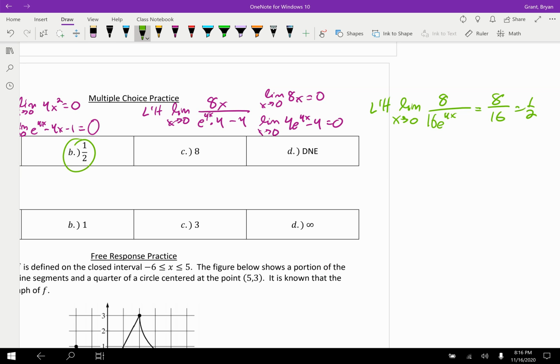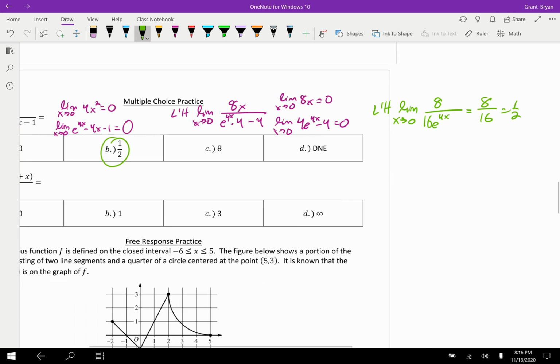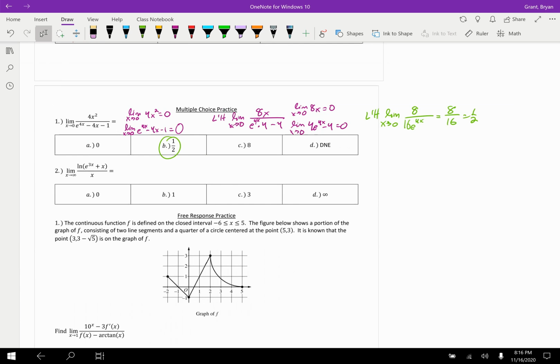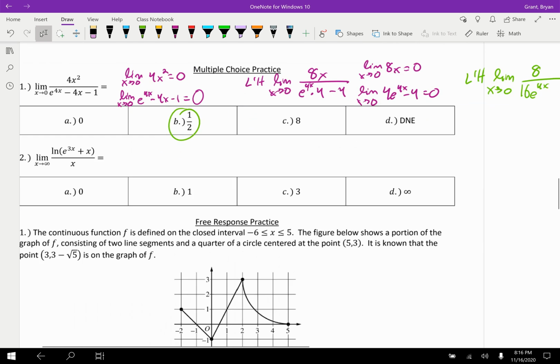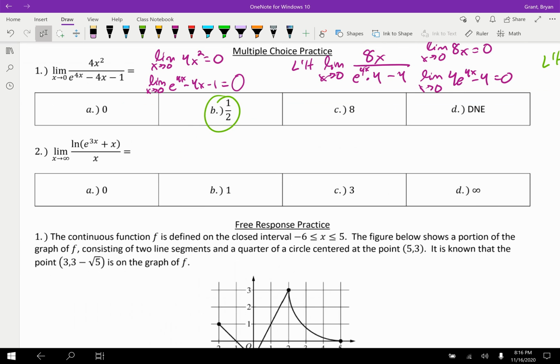Now, of course, this is a multiple choice question, and if I were doing this multiple choice on an actual test, there's no way I'd show all this work, right? I'd just scratch out a couple derivatives, plug in 0, and we're good. But I think it's important, if time is not of the essence, to show all those extra steps so it's in your brain for the free response. All right, next one. Here we go.